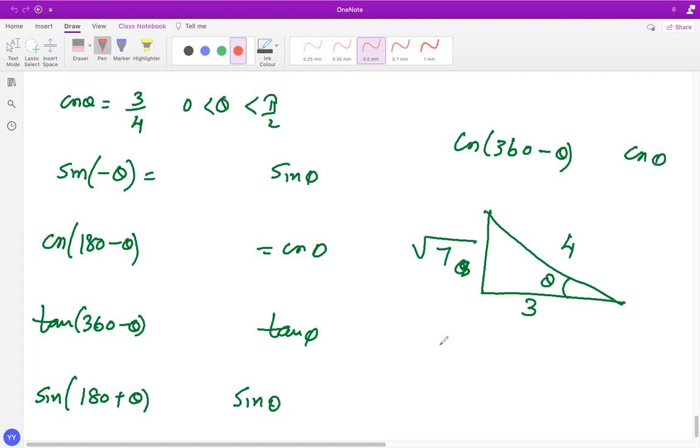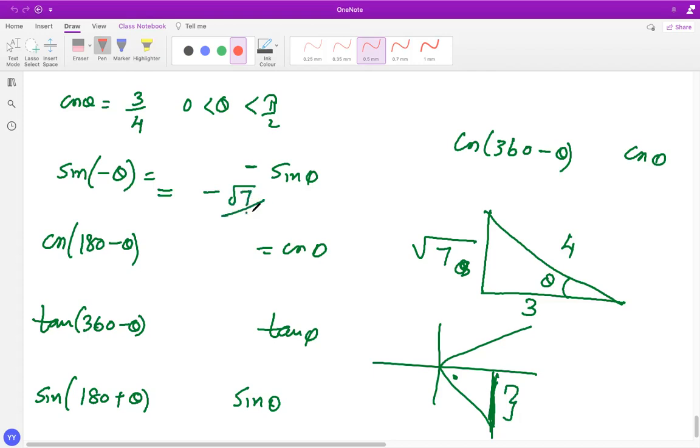Now sine: if the angle is theta here in the first quadrant, minus theta will be in the fourth quadrant. In the fourth quadrant, sine is negative. So that's why it's going to be negative sine theta. So it is negative root 7/4.